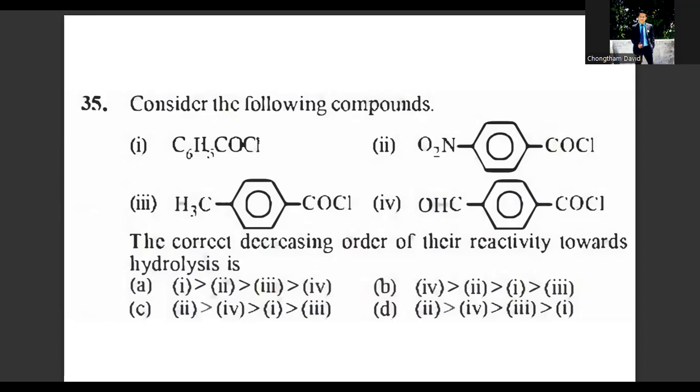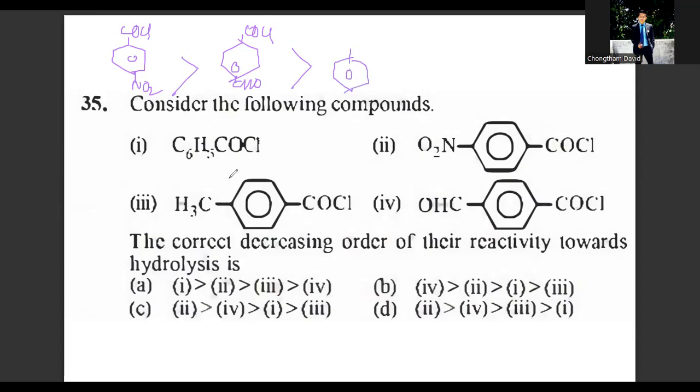I will write it here. It will follow this sequence: COCl. Then you have your nitro group. Do the comparison and answer the question. Now you have the carbonyl group.